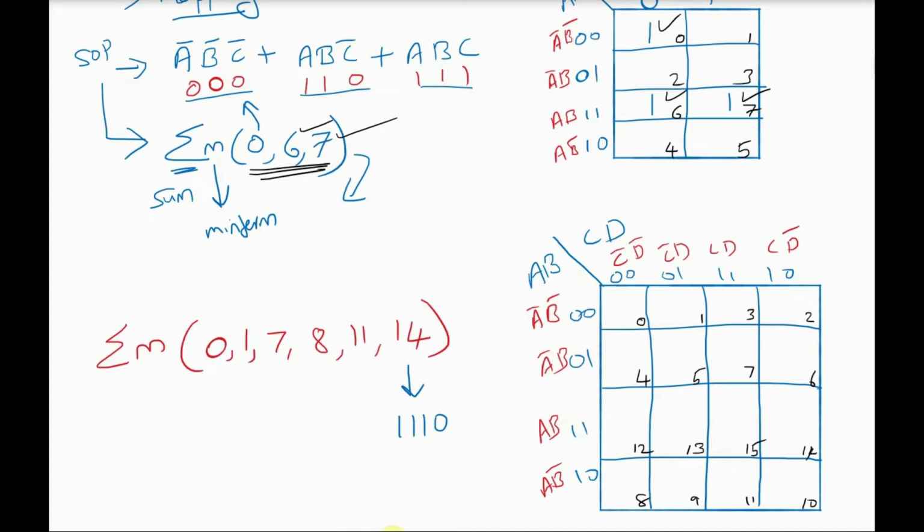Now we will mark 1 because this is sum of min terms, that is SOP expression. Since it is SOP expression, we have to map to 1. So 0th cell, this is 0th cell, that is mapped. Then first cell, this is 1. Then 7th cell, 8th cell, 11th cell and 14th cell. So this is how you map this given question to the kmap.